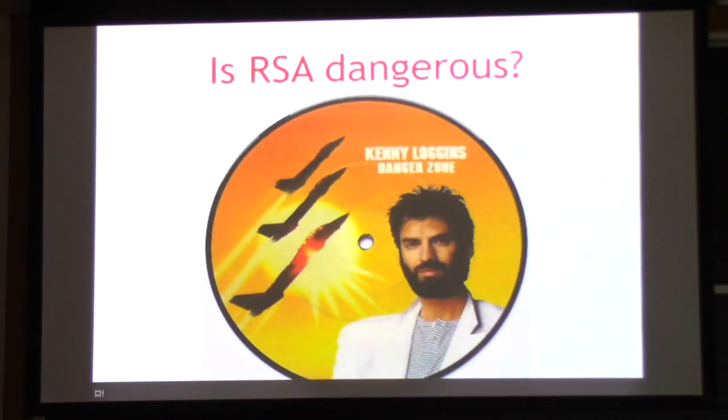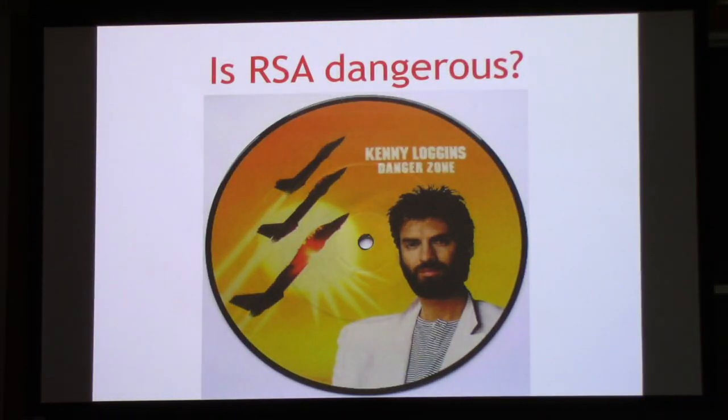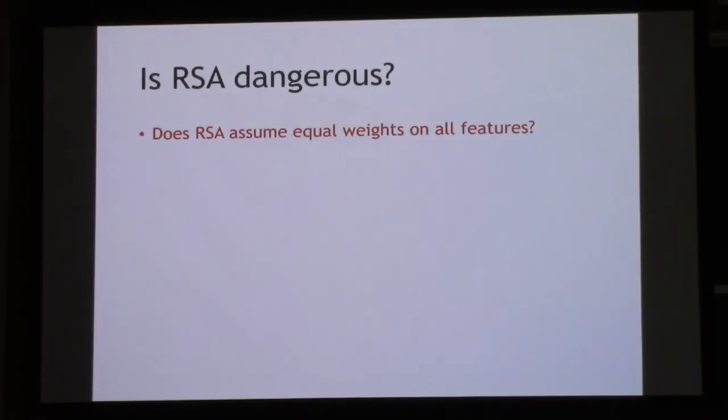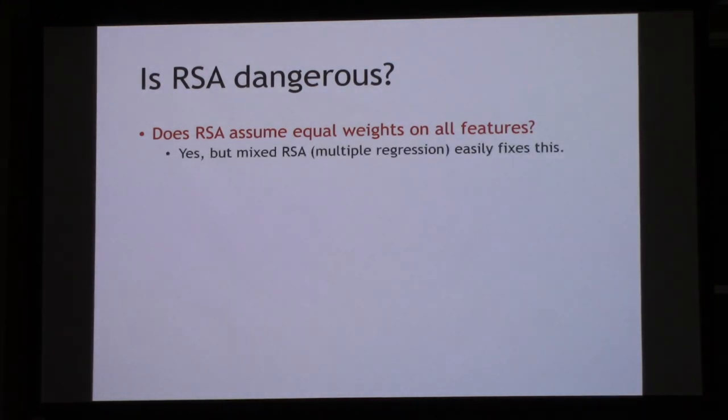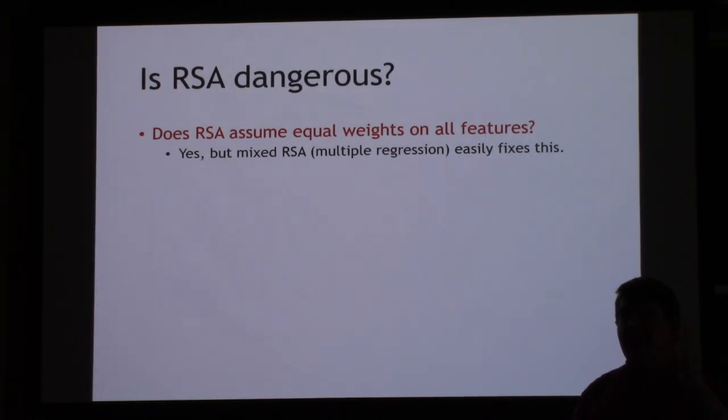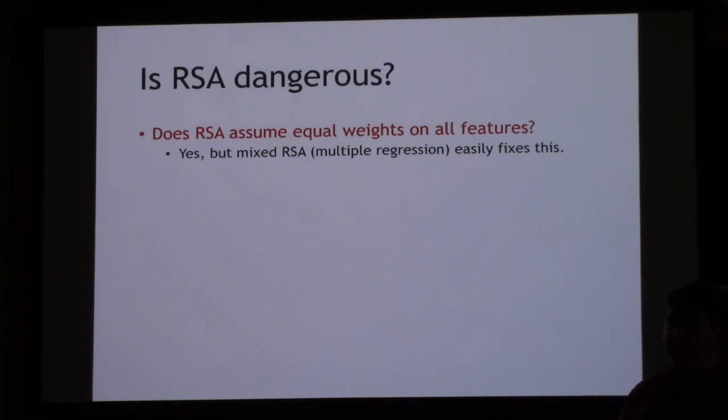So Alex Huth made the point earlier that maybe RSA is dangerous. So welcome to the danger zone. I just wanted to add a couple comments to that. One question he raised is, does RSA assume equal weights on all features? That's true if you choose to combine all features into a single similarity matrix and then use that to correlate with your data. If you do mixed RSA, like we've seen in a couple examples here, we have multiple predictors in a regression, all predicting a similarity matrix, that's no longer an assumption of the model, so we don't need to worry about that issue.